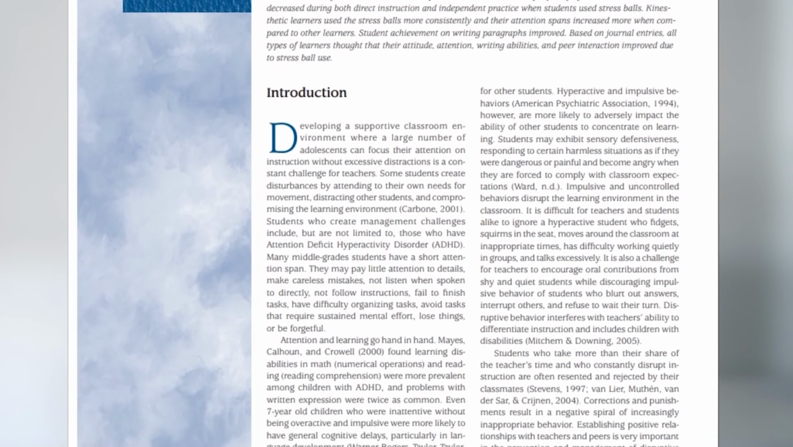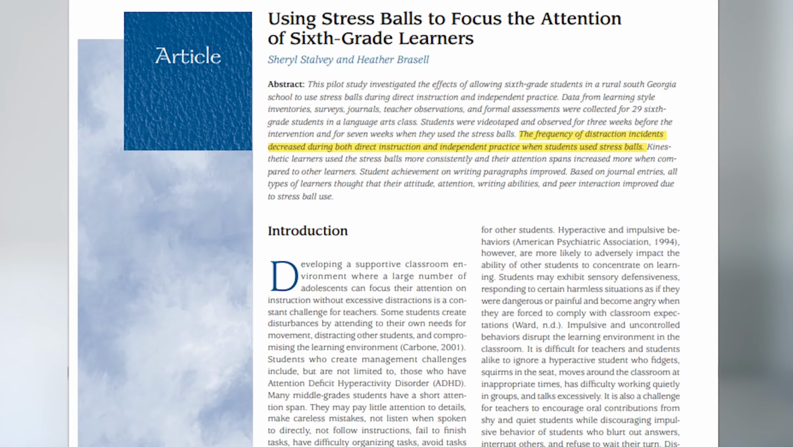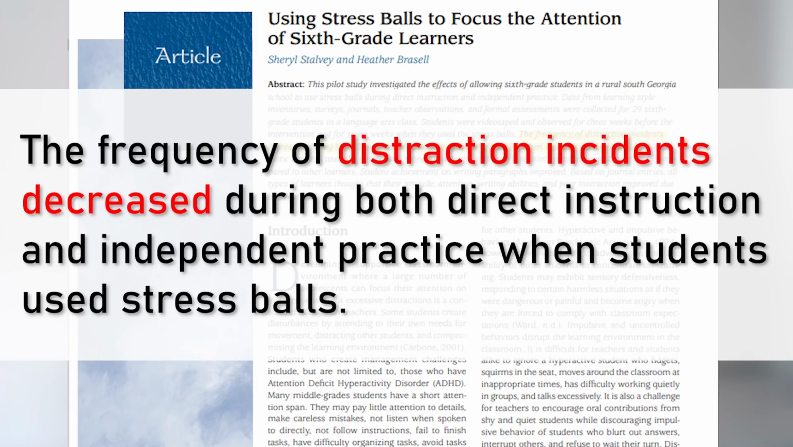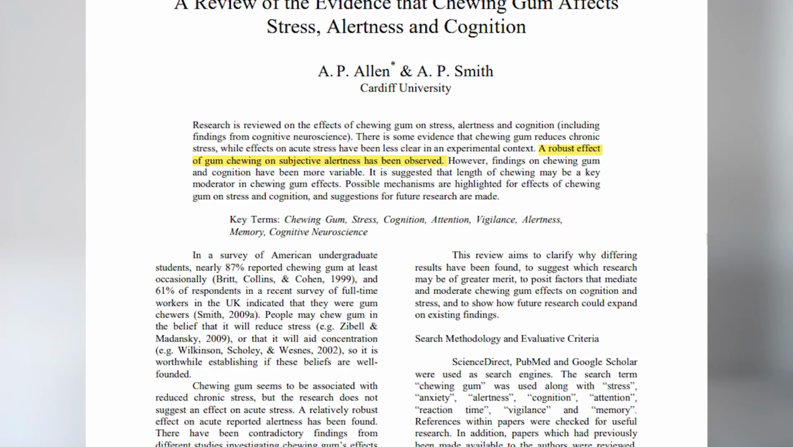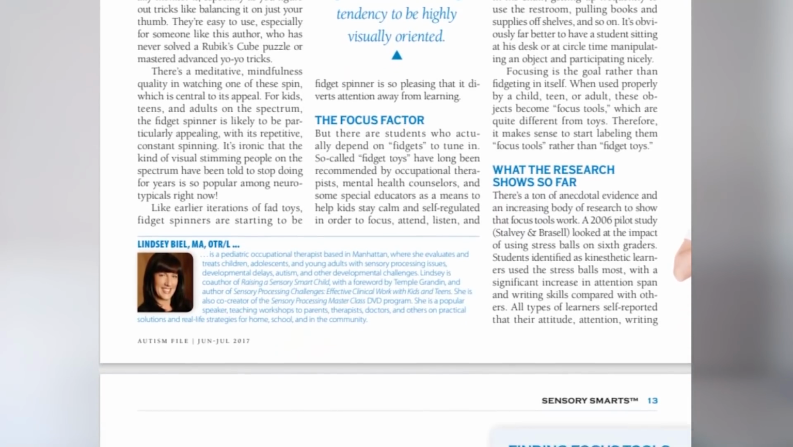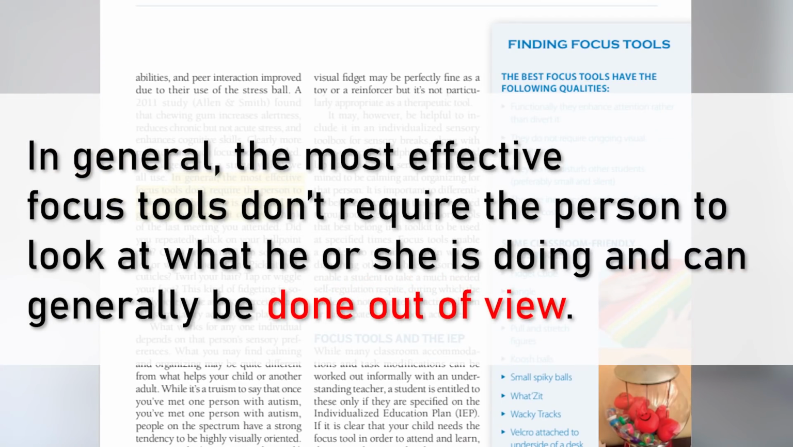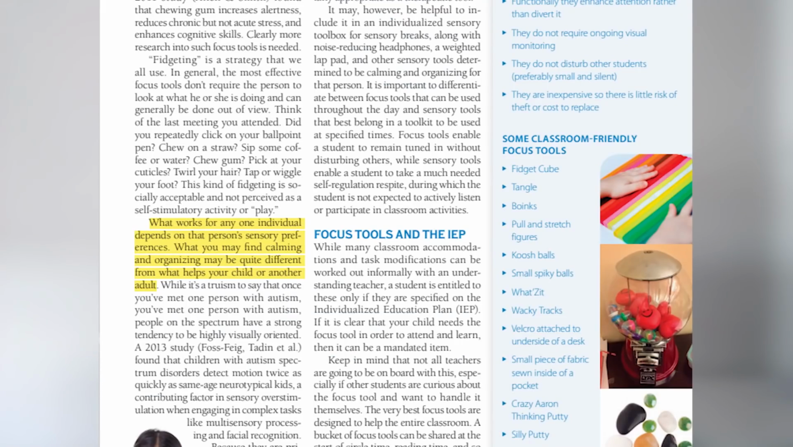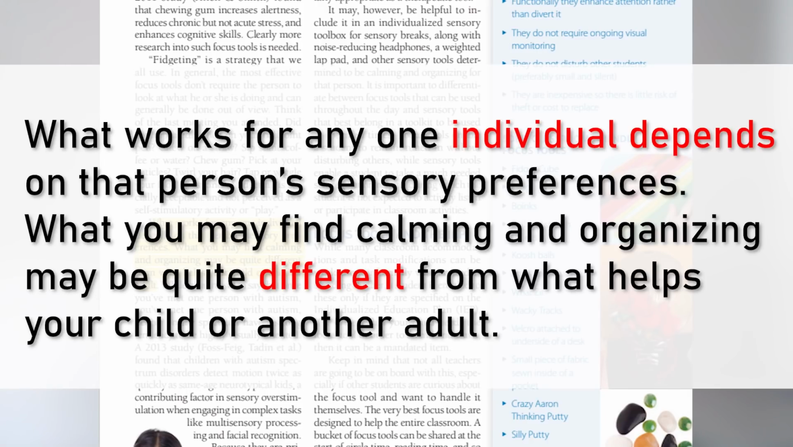A study from 2006 looked at the impact of using a stress ball on 6th graders and seemed to find a positive impact on their attention span. A 2011 study found that chewing gum increases alertness, reduces chronic but not acute stress, and enhances cognitive skills. According to the article Fidget Toys or Focus Tools by Lindsay Beale, in general, the most effective tools don't require the person to look at what he or she is doing and can generally be done out of view. But the article also mentions the important point that what works for any one individual depends on that person's sensory preferences. What you may find calming and organizing may be quite different from what helps your child or another adult.